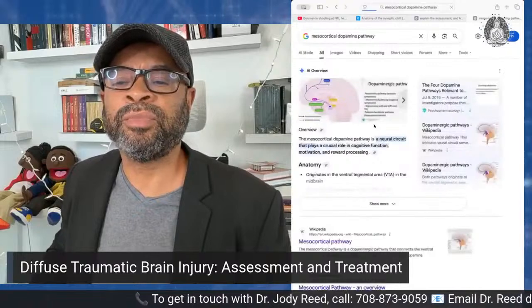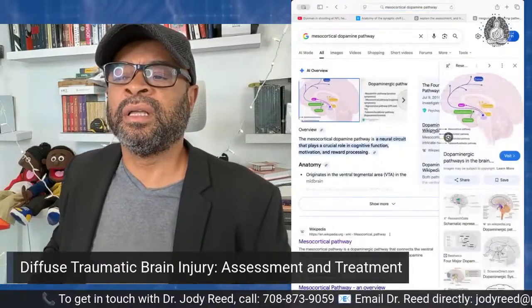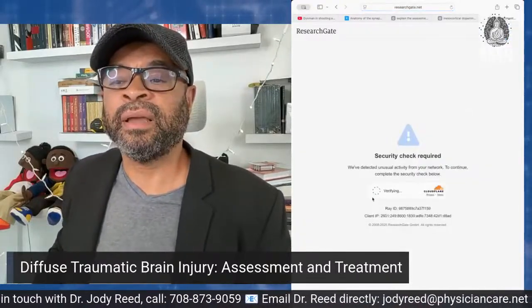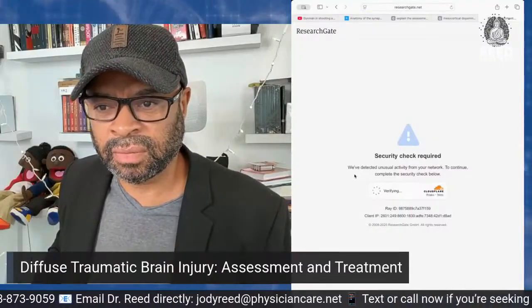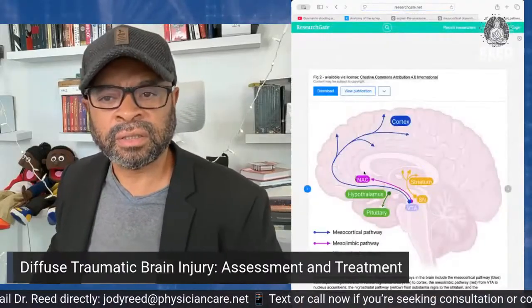Okay, mesocortical pathway. Just look here. This pathway here, come on, give it to me for free. Y'all can get it for free.